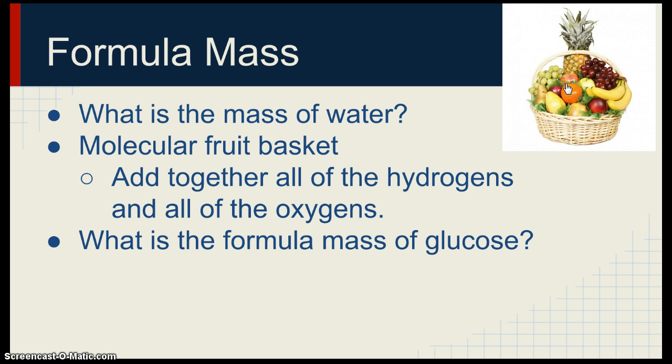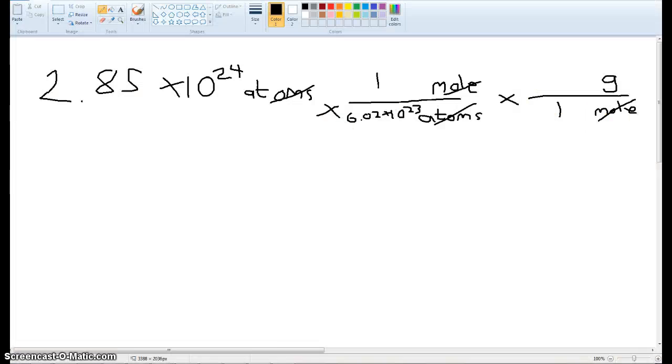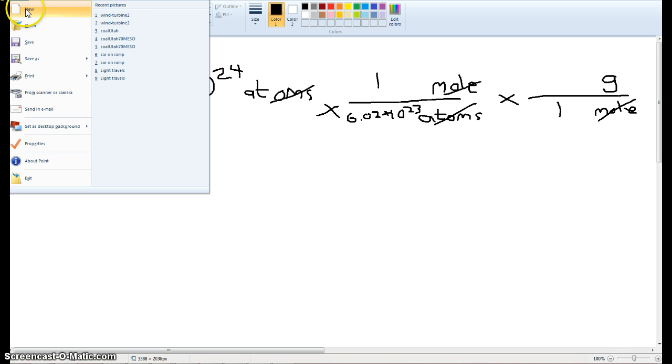Let's try this one. The formula mass of glucose. What do you need to do this problem? Well, you're going to need to know the formula for glucose, right? Sure, you can remember it from biology. We also mentioned it the other day in class. C6H12O6. So how many things do we have here? How many carbons? 6. How many hydrogens? 12. How many oxygens? 6.